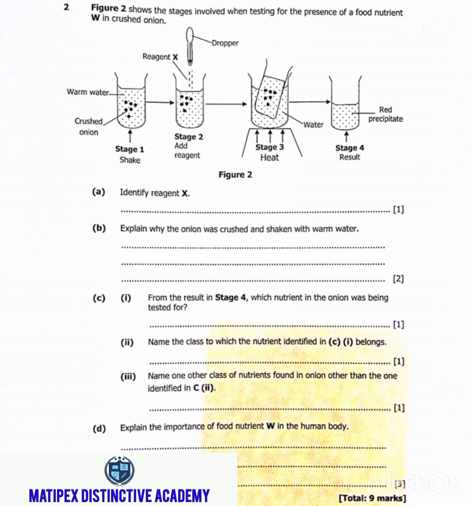The reason why the onion was crushed was to break the cells, or to disrupt the cell structure, releasing the sugar fluid from the onion. This also helps to increase the surface area. So the onion was crushed to increase the surface area by disrupting the cell structure, releasing the sugar.